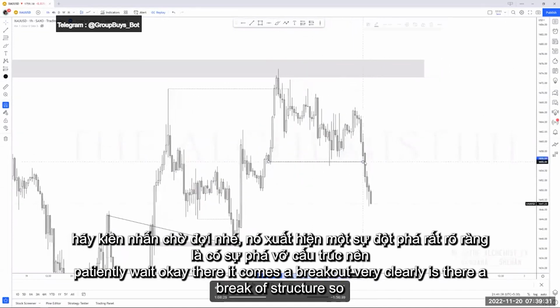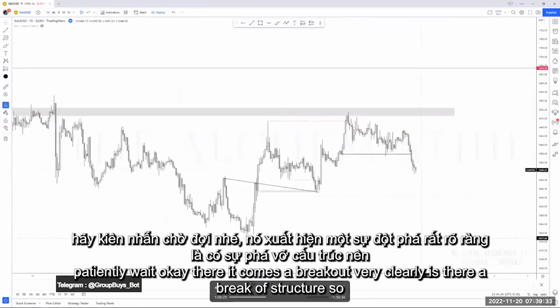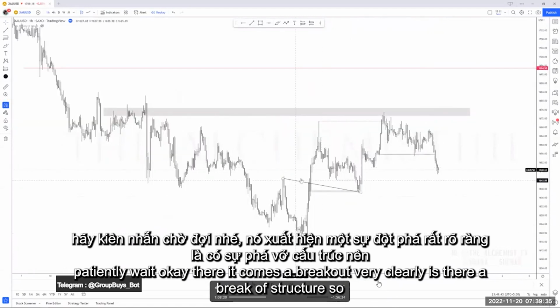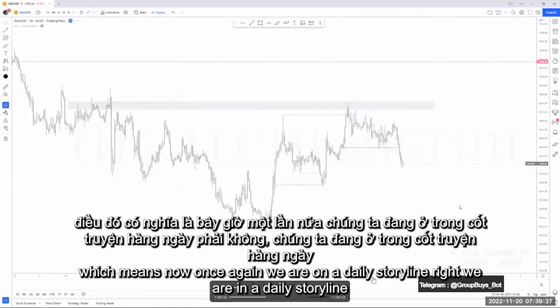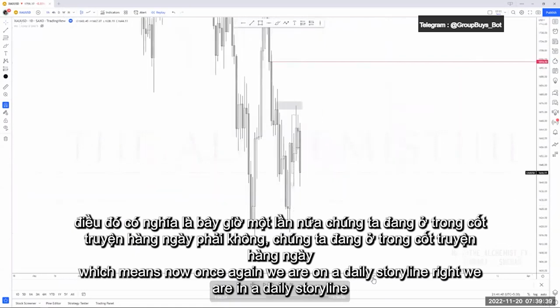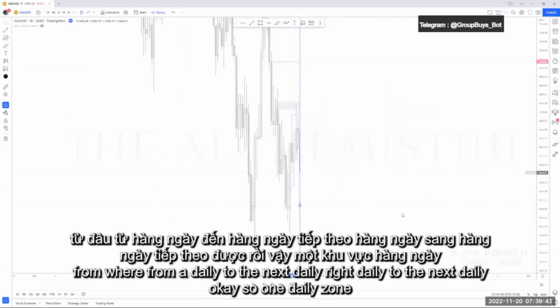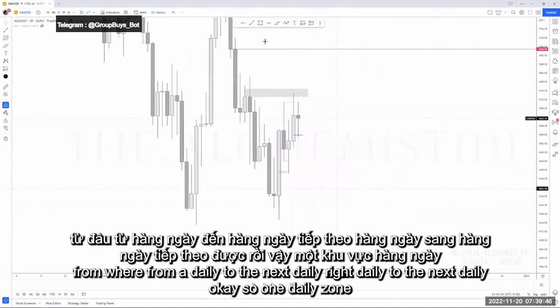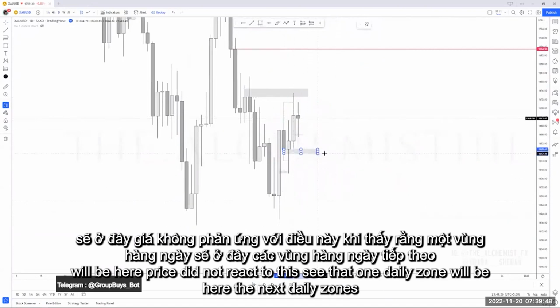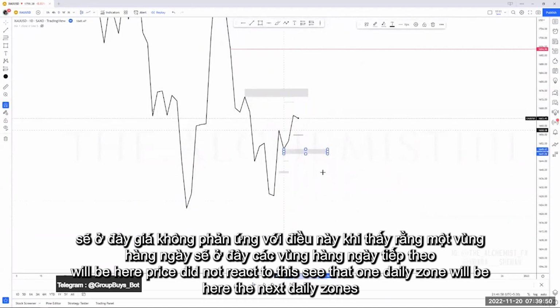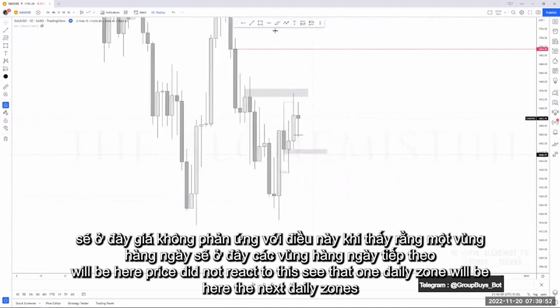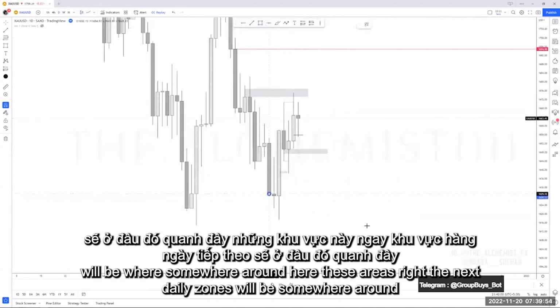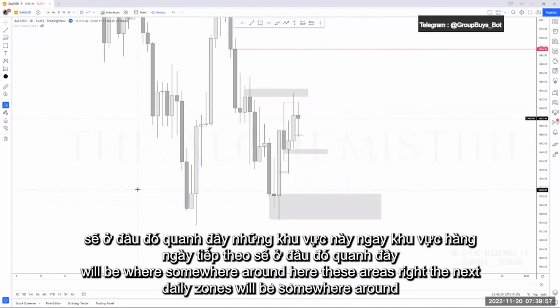There it comes. A breakout, very clearly. Is there a breakout structure? So which means now once again we are on a daily storyline, from a daily to the next daily. One daily zone will be here. Price did not react to this. See that? The next daily zones will be somewhere around here. These areas, right?